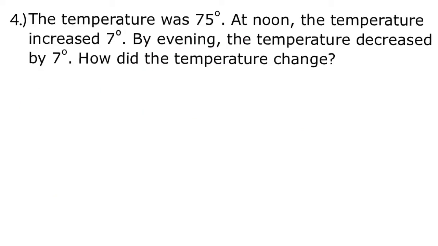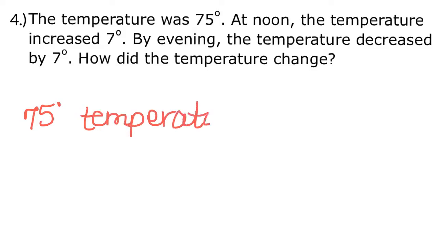Number 4, the temperature was 75 degrees. At noon, the temperature increased by 7 degrees. By evening, the temperature decreased by 7 degrees. How did the temperature change? So let's write on our paper for number 4, we have a 75 degree temperature. And my iPad handwriting is not super good. You just have to go with me here.